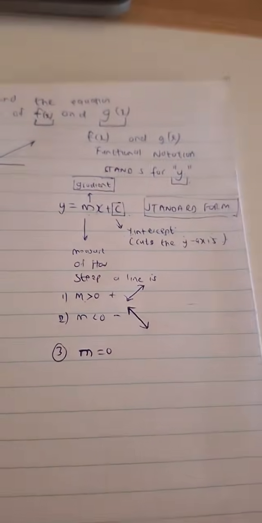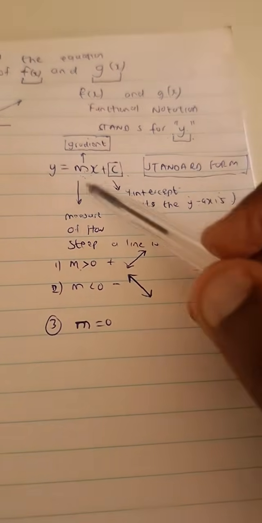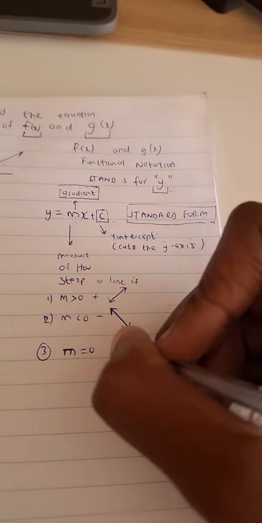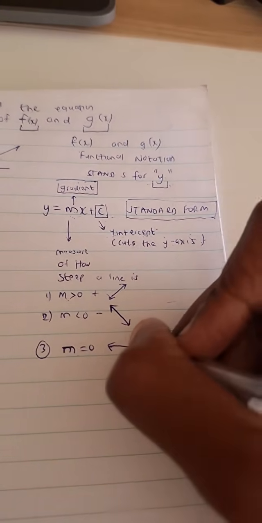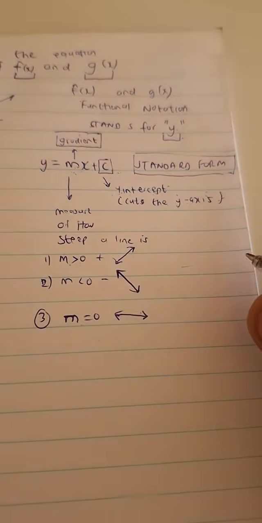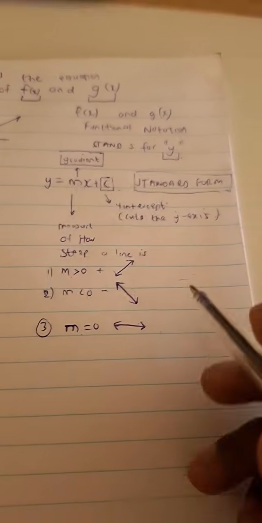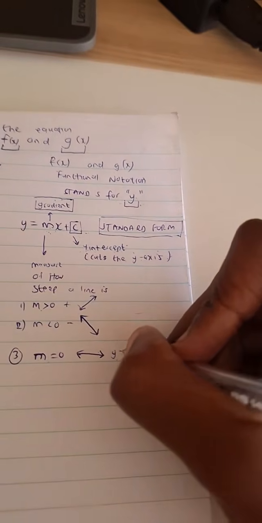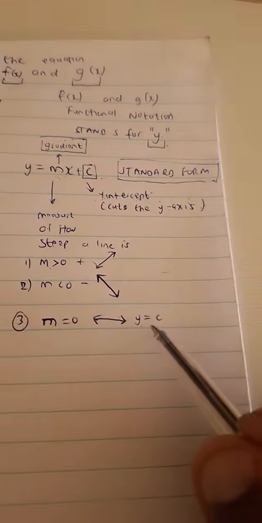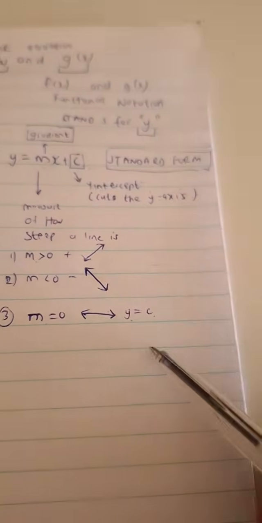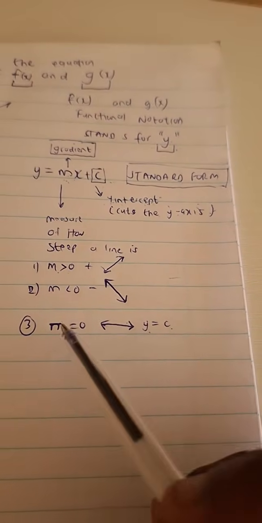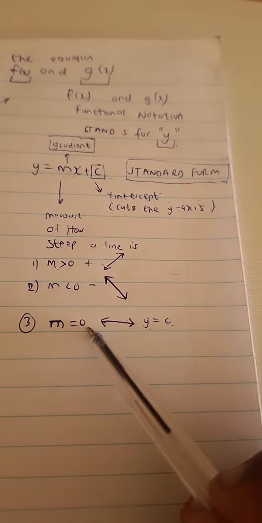M can also be equal to 0. In other words, the gradient can be equal to 0, which means that our straight line will be horizontal. It will be a horizontal line, and the equation of that line will be exactly the value of the y-intercept. I repeat, the gradient will be equal to 0.